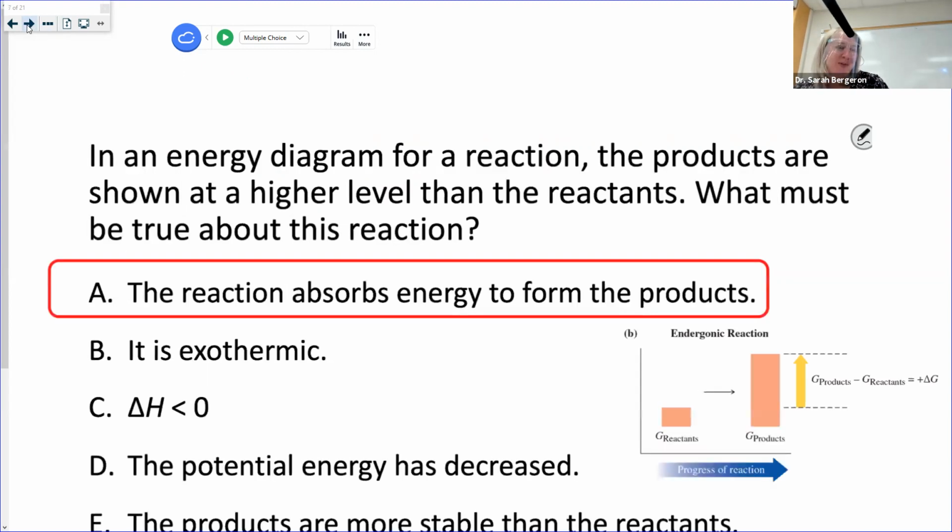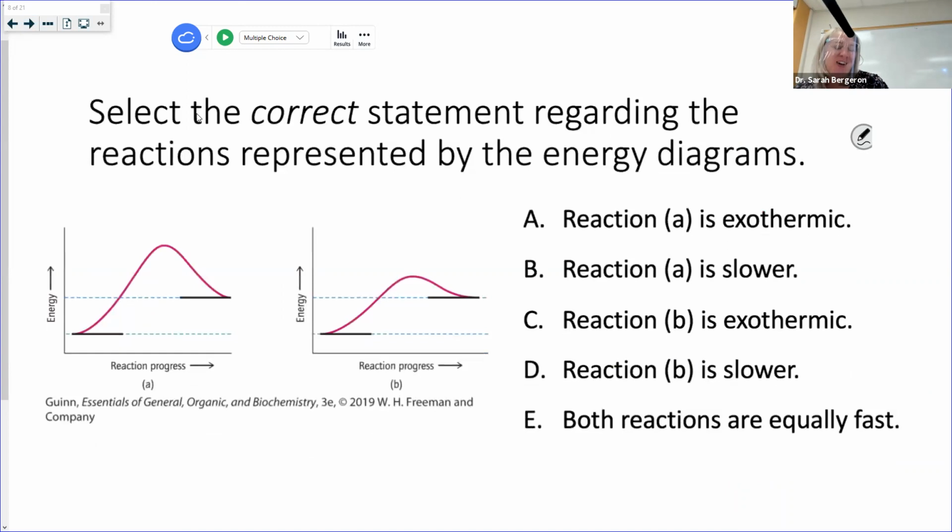One more. All right. Select the correct statement regarding the reactions represented by the energy diagrams.